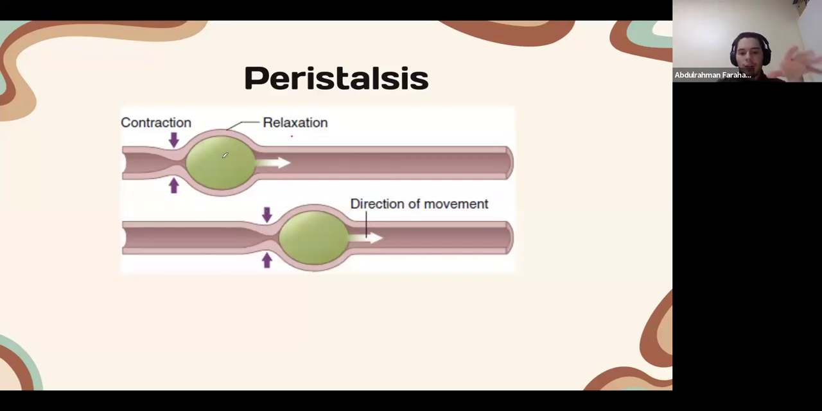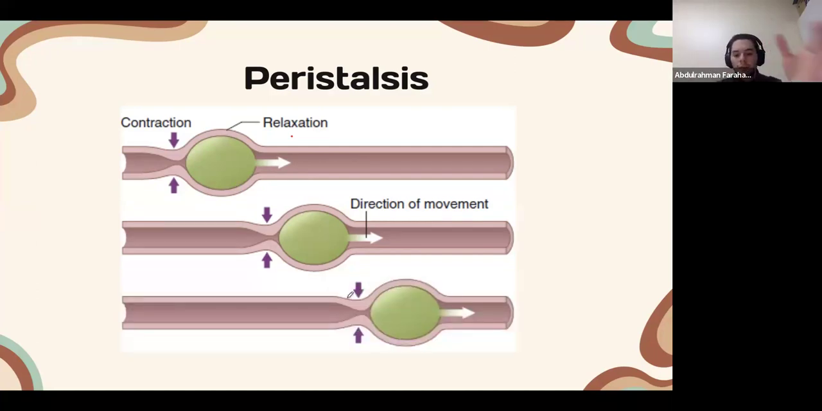So it would look something like this. You would contract this part and relax the one in front of it, so the food would be pushed forward, and it would continue pushing. So the main function of peristalsis, yes, with relaxation mediated by VIP, and we'll speak about that, is the movement of food.